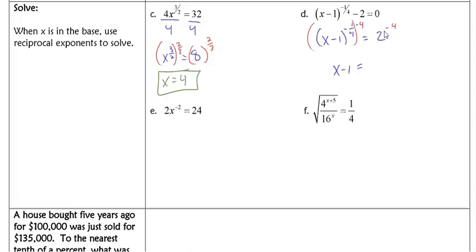Over here, 2 to the negative 4th. Well, remember, the negative drops it down to the denominator, so we end up with 1 over 2 to the 4th, which is 1 over 16. 2 times 2 times 2 times 2 gives us 16. All right. Now, lastly, add 1 to each side, and we'll end up with x is equal to 17/16.